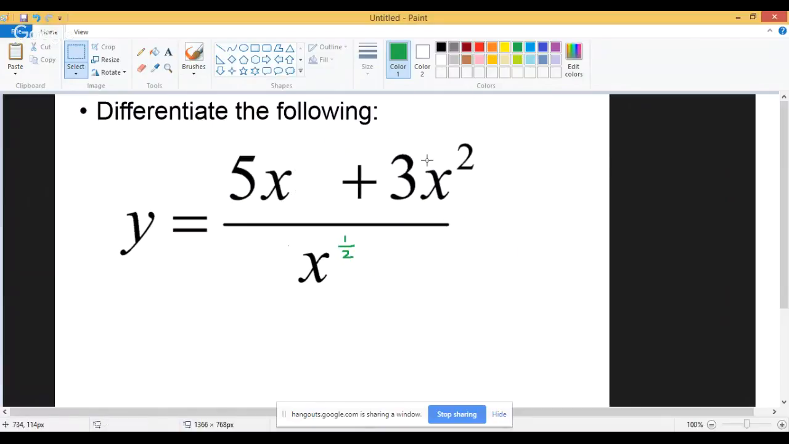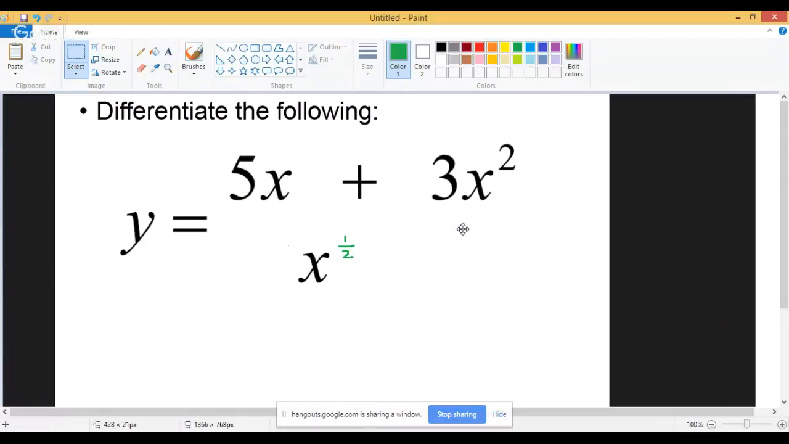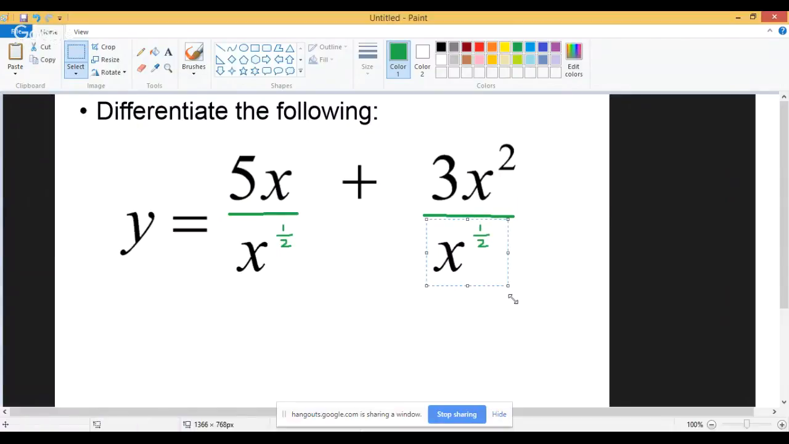Just going to make ourselves a bit of space. And we're going to have, instead of one fraction line, two fraction lines, one for each fraction. And then on the bottom of each fraction is going to be the x to the power half. We don't need to change that. It just stays the same. X to the power half is what was on the bottom of the fraction before, and it stays at the bottom of the new fractions.